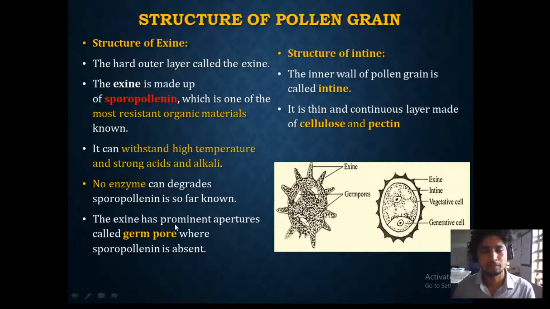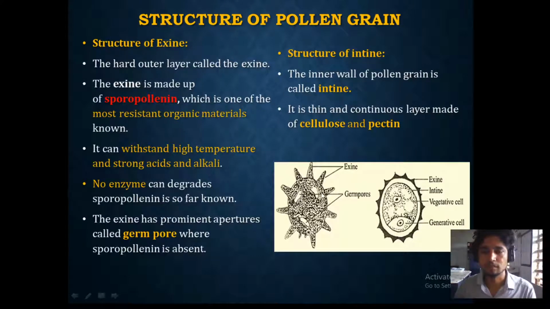The exine has prominent apertures called germ pores. The exine is not continuous, and it has certain gaps, certain places where the sporopollenin is absent on the pollen grain. Those areas where the sporopollenin is not present form a pore-like structure. Those pores are called germ pores. And this germ pore is very important. This germ pore is the site at which the pollen tube comes out of the pollen grain.